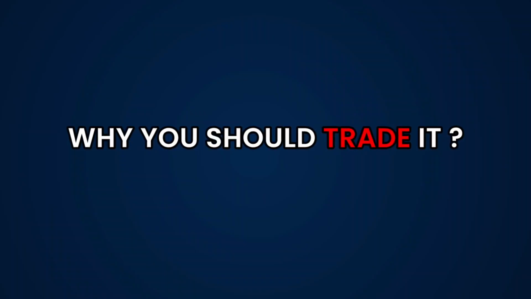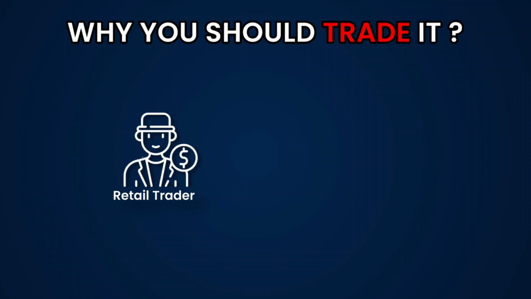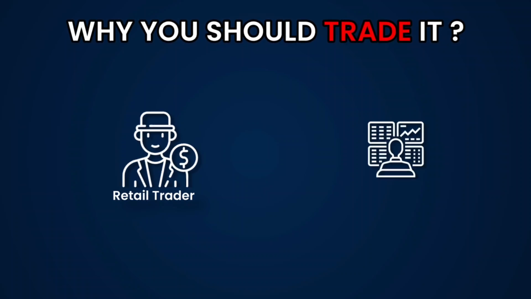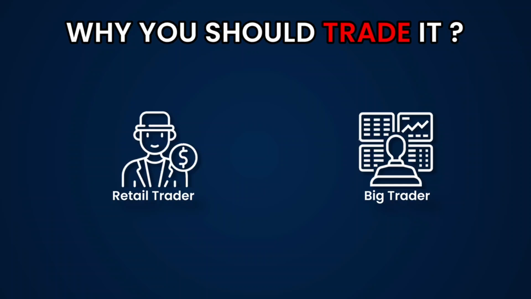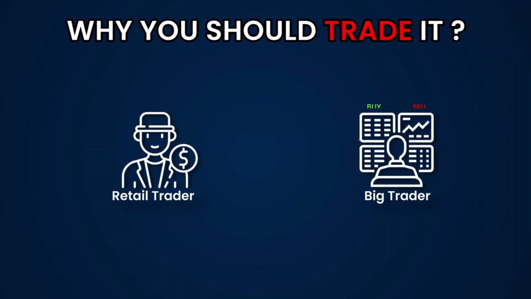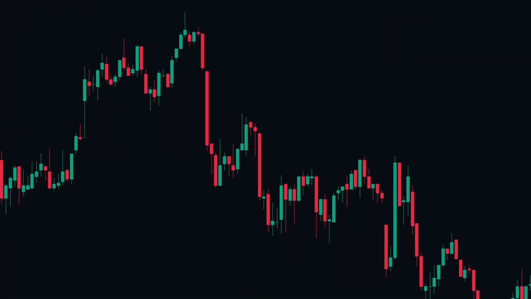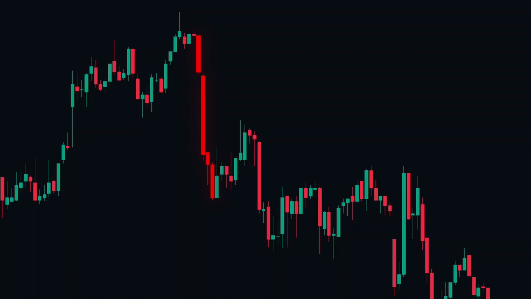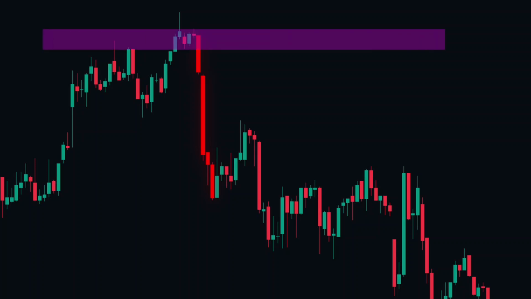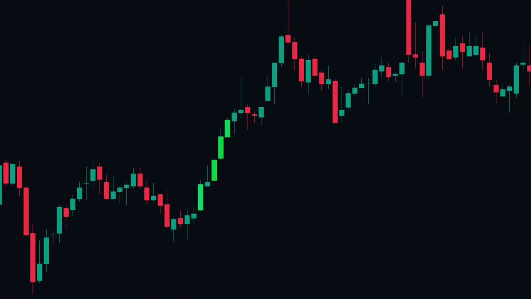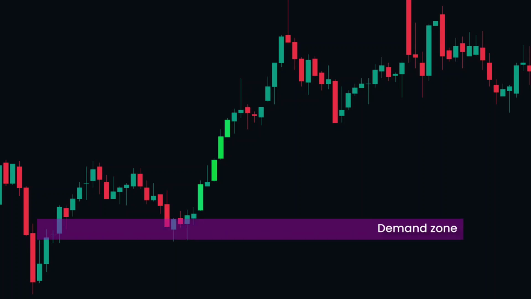Why should you trade on supply and demand? As a retail trader, you have less capital, so you should trade where the big players trade. Now, where are these big players buying and selling? How will you know? Look here, the market is going down with big red candles. This means there's a supply zone here. Big players are selling here. And just like that, here the market is moving up with large green candles. This means there's a demand zone here.